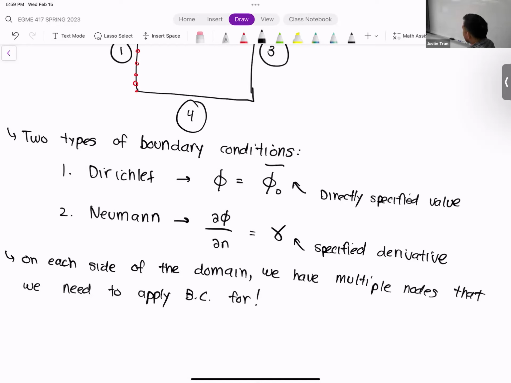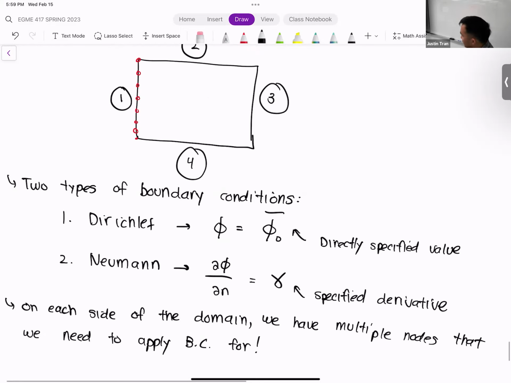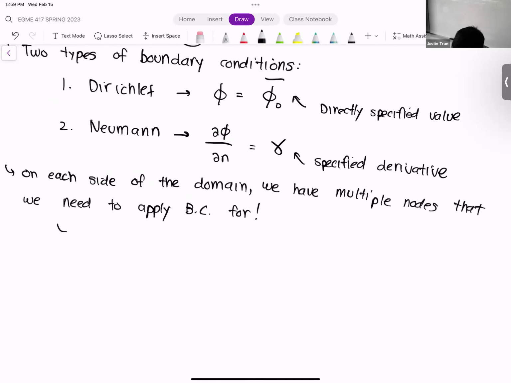That's a big difference from 1D. If you remember when we applied boundary conditions in 1D, we only applied those on a single node. But when we apply the boundary condition on side 1, we're going to have to do it for multiple nodes. And so practically speaking, what this means is that we're going to need a loop to apply the boundary conditions. In particular, we're going to need 4 different loops, one for each side.